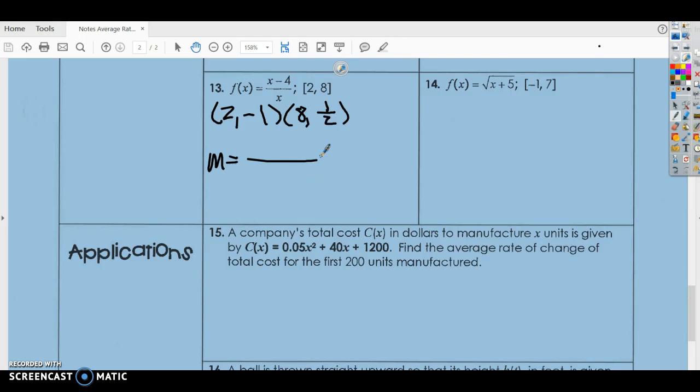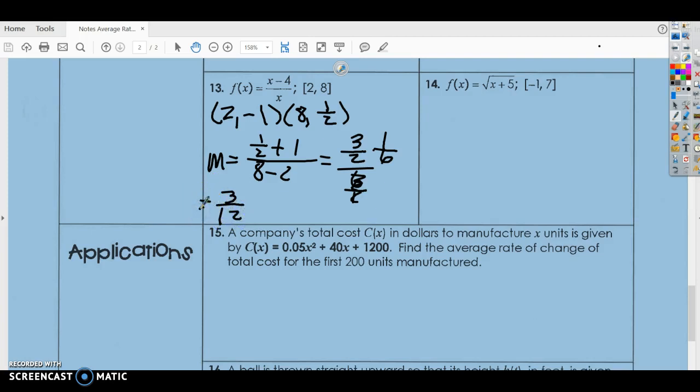Alright, so average rate of change: my y minus my other y, and then my x minus my x. So 1/2 plus 1 becomes 3/2. 8 minus 2 is 6. That's the same as 6 over 1. I can multiply by the reciprocal and get 3 over 12.